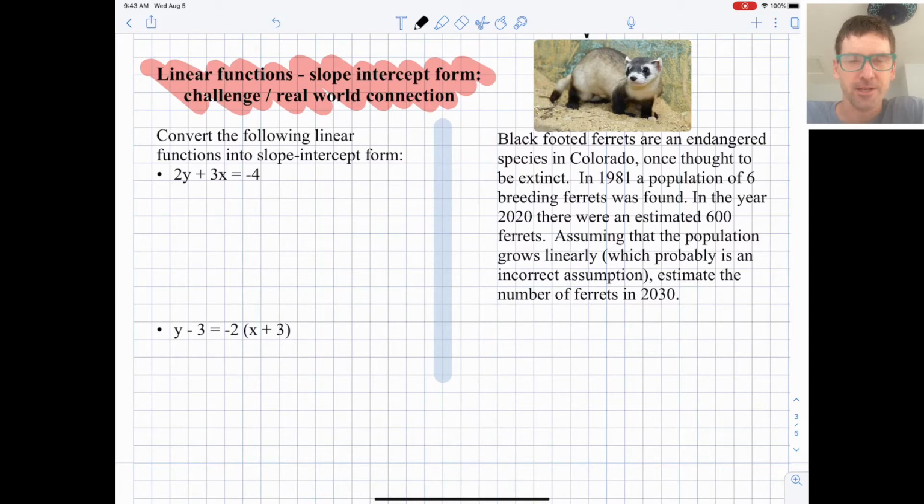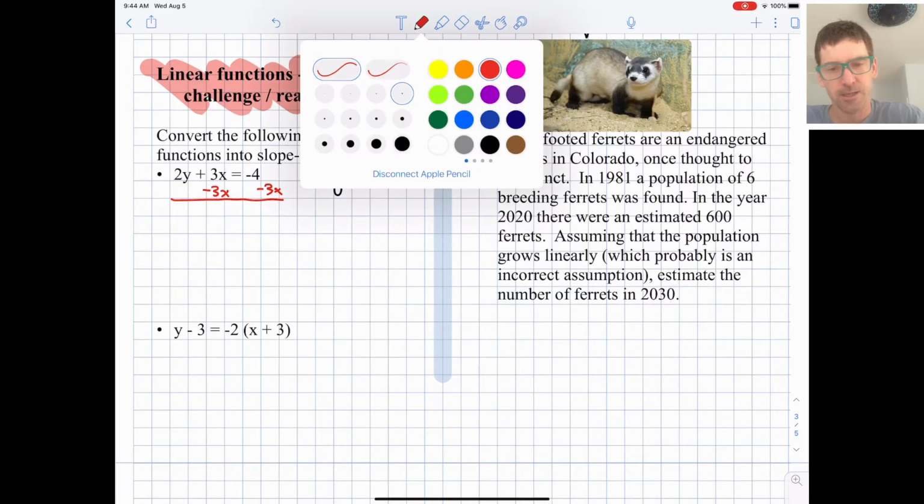So we'll start off with a couple challenges, and the challenges are to convert the following linear functions into slope-intercept form. So remember, we want to get a y equals mx plus b form. Okay? Really, that means isolate for y. Okay, so for the first one, we can subtract 3x from both sides. And let's see what we get.